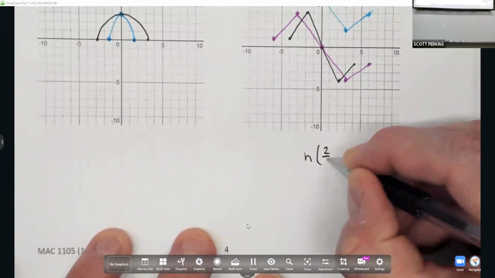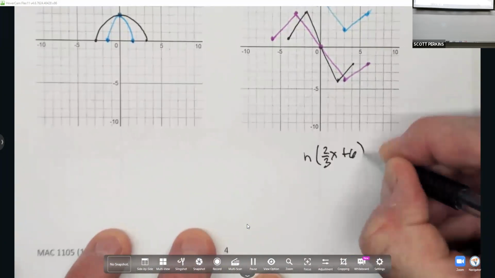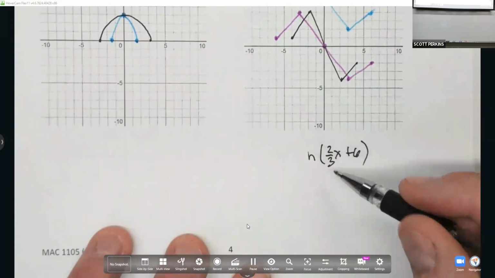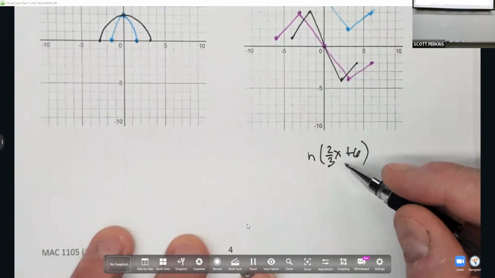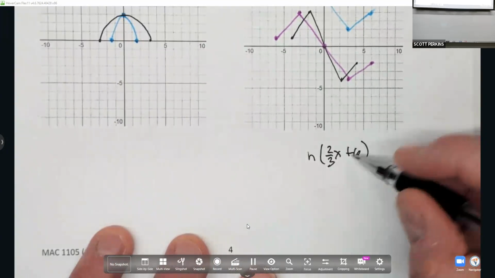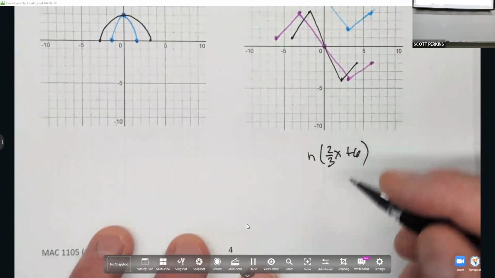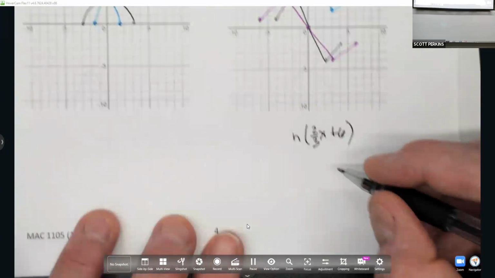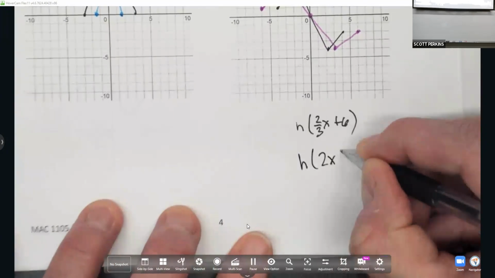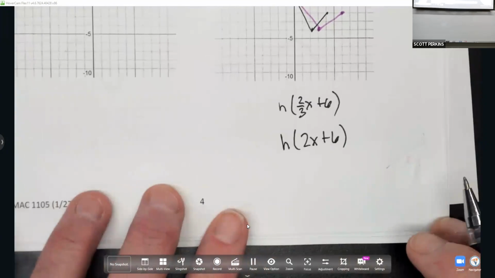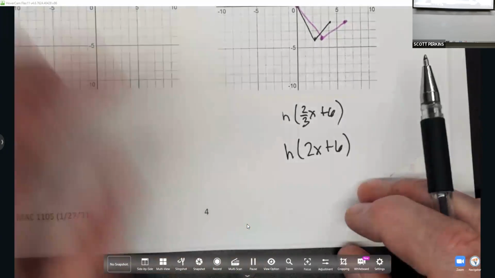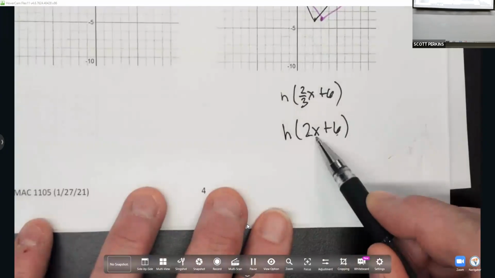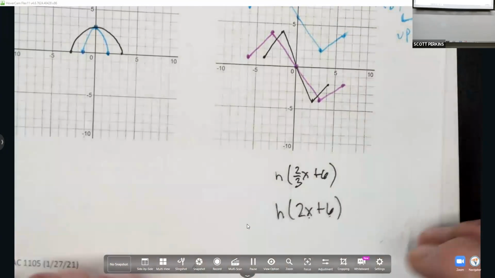h of 2/3 x plus 6, this becomes a little more complicated, because what you have to do is a little factoring. So instead of a 2/3, let me change it to a different number like 2. So if this was h of 2x plus 6, I can see that it stretches all the values out by a factor of 2, but the 2 also affects the 6, since they're both inside the parentheses.